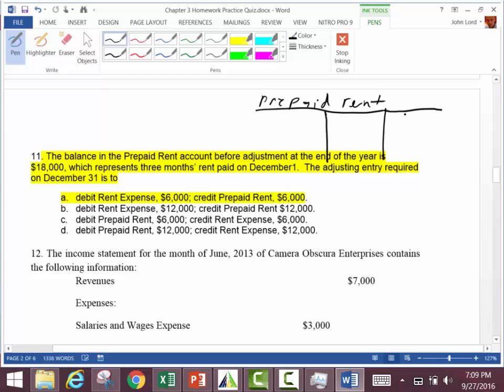Good. Give me the balance of 18,000. There you go. Nice. Okay, so we've got $18,000 balance, right? Now they look and they see that what? So that was rent paid on December 1st, and we want to know what's happening at December 31st.